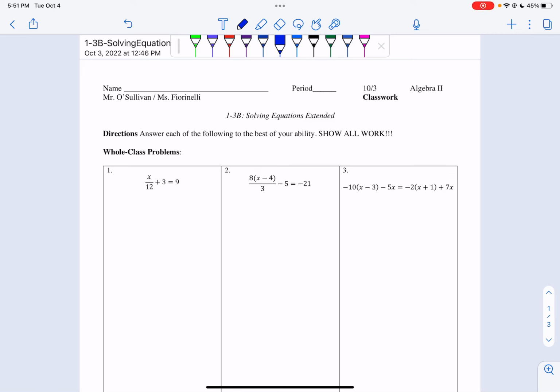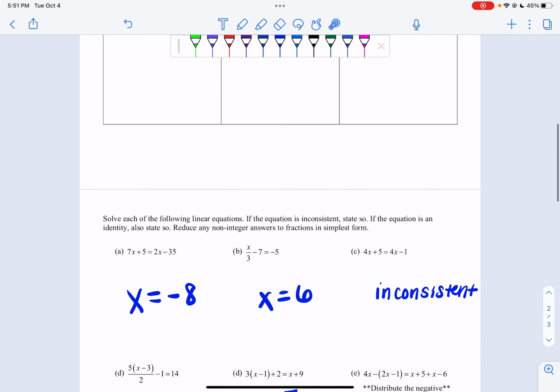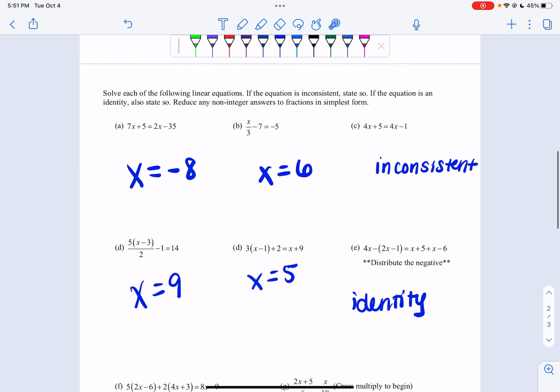Lesson 1-3B, solving equations extended. Just a heads up, this is an independent practice assignment. We were going to do these three problems together in class, and then these problems on the back you're going to complete independently.